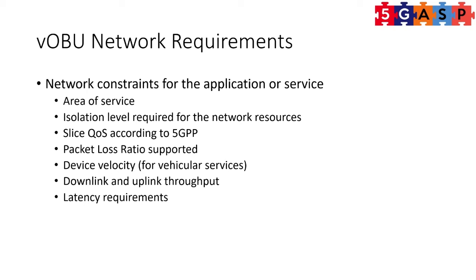Now we can move on to the network slice, defining the second part of the descriptor. In this case, we have to define the network constraints for the application or service. Here we have several examples of what can be included in this description. The area of service, which is where the Netapp will be deployed, the isolation level required for the network resources with regard to the virtualization and the sharing of physical resources, the slice quality of service according to the 5GPPP, and then several constraints or requirements that depend on the application itself.